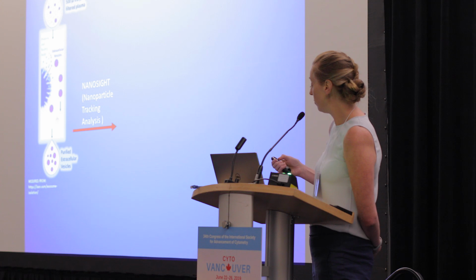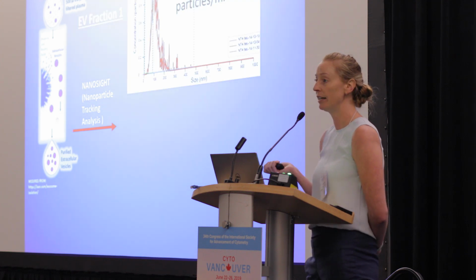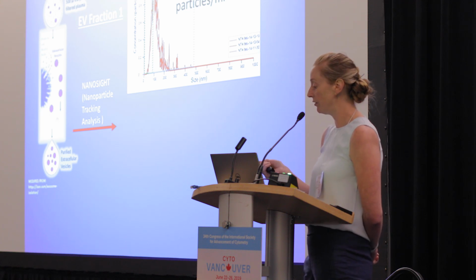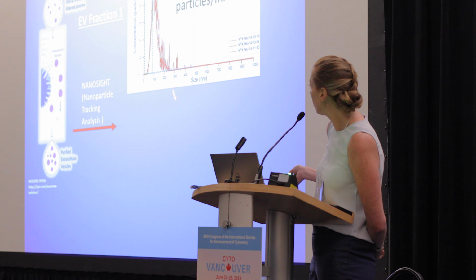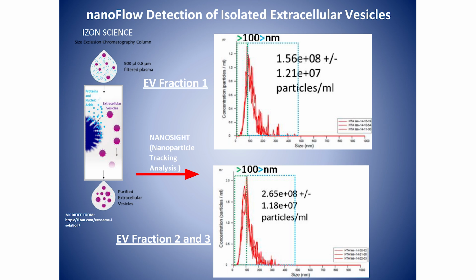Now, if we do nanoparticle tracking analysis on this, you can also see a similar thing. In our first fraction, a large portion of the EVs run greater than 100 nanometers. And then in our second fraction, where we would expect our smaller EVs to be, you can see a shift, where we have a lot that are smaller than 100 nanometers.